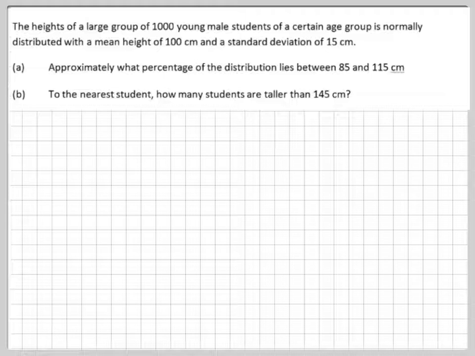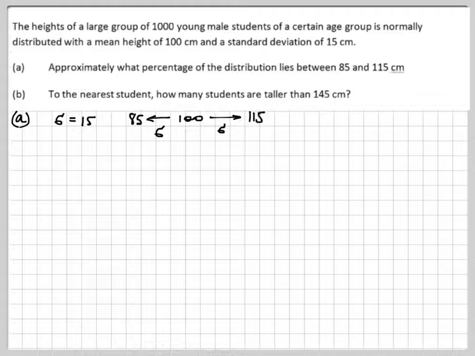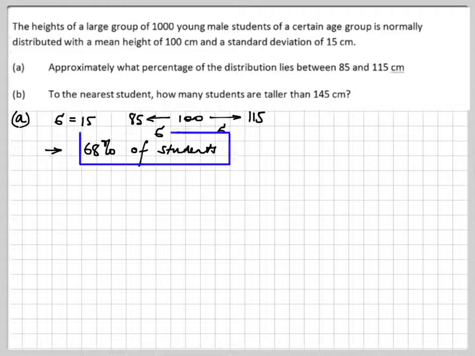Well, as far as part A is concerned, can you read that off? From 100 centimetres, going back to 85 and then forward to 115, you're talking 15 centimetres, aren't you? And that is one standard deviation, right? So therefore, you're talking one standard deviation either side of the mean, which means we are talking 68% of all students. Okay, easy as, yeah?